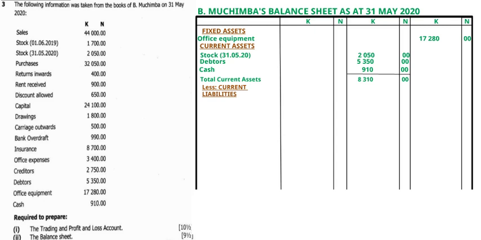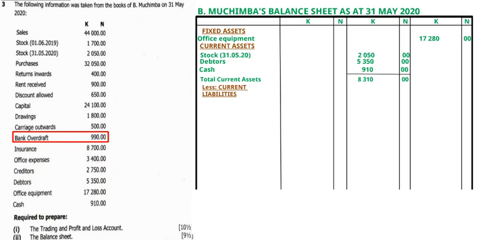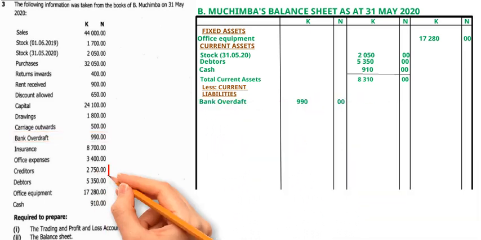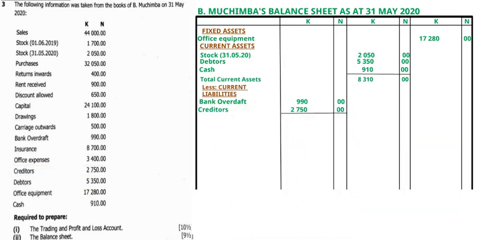The first current liability is the bank overdraft. Bank overdraft is the first current liability we record, which is 990 kwacha, so we write 990 kwacha like that. Then next is creditors, which is 2750 kwacha, so we write that. Now remember, we want to find the difference of the current assets and current liabilities.